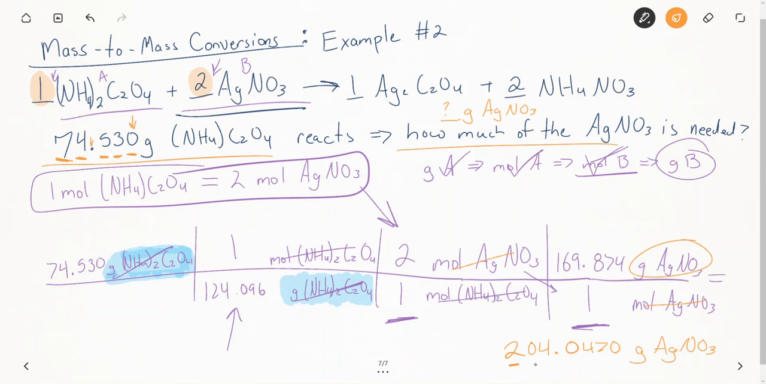I'll take these values, 1, 2, 3, 4, 5, cut it off right there, and then round up because that's a 7. So ultimately, the answer that I can report for our question up here, how much of the silver nitrate is needed, I can report 204.05 grams of silver nitrate is needed. Alright, there you go. That's example number 2.